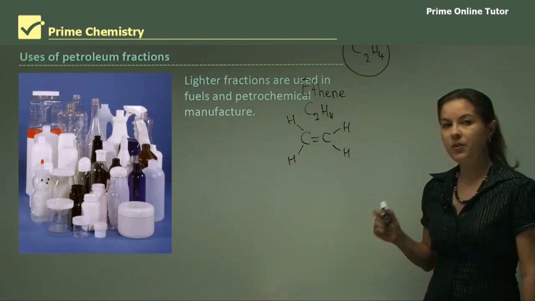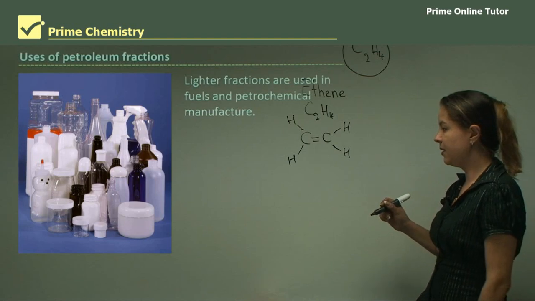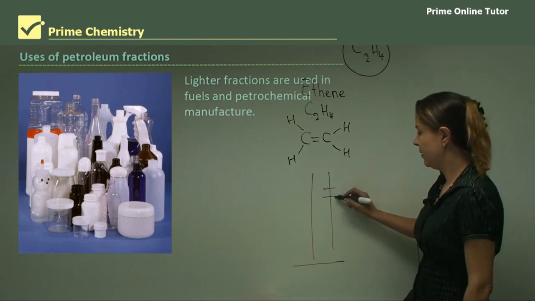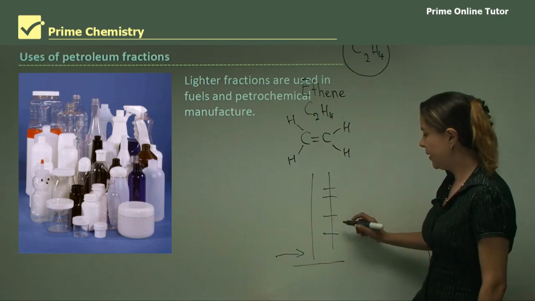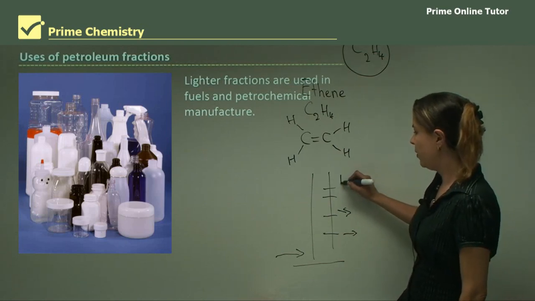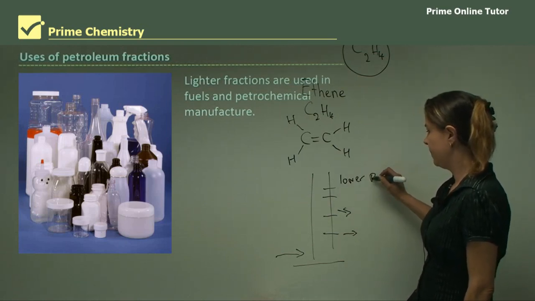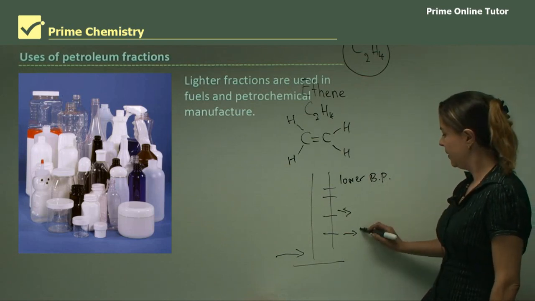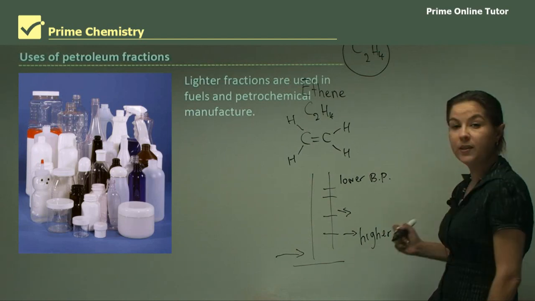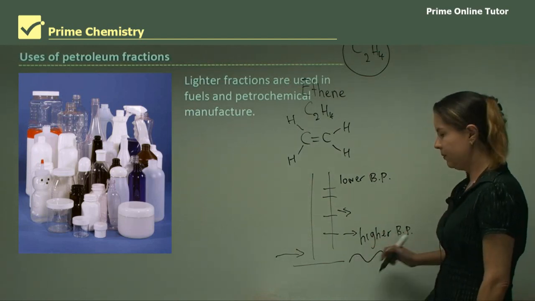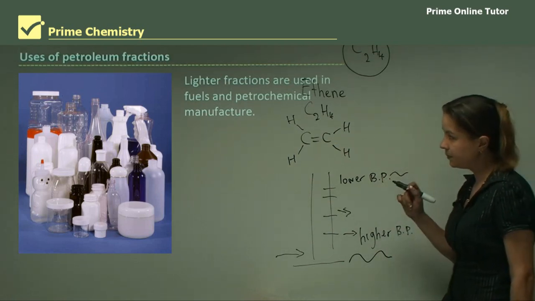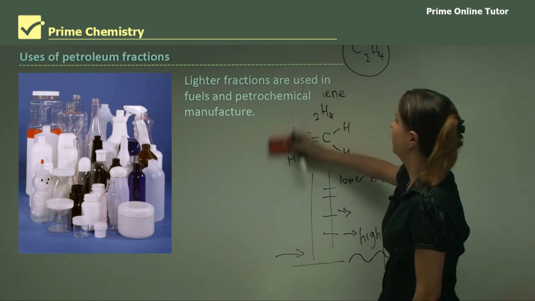So looking at the uses of petroleum fractions, if you remember back to last lesson, I discussed a fractionating column or fractional distillation, where we put crude oil in and we get different fractions out at different boiling points. If you remember, the lower boiling points were at the top of the column, BP for boiling point, and the higher boiling points came out lower down the column. So the larger molecules come out at a higher boiling point, and the shorter ones at the top. Now, I'll just rub that out of the way for you so you can see.